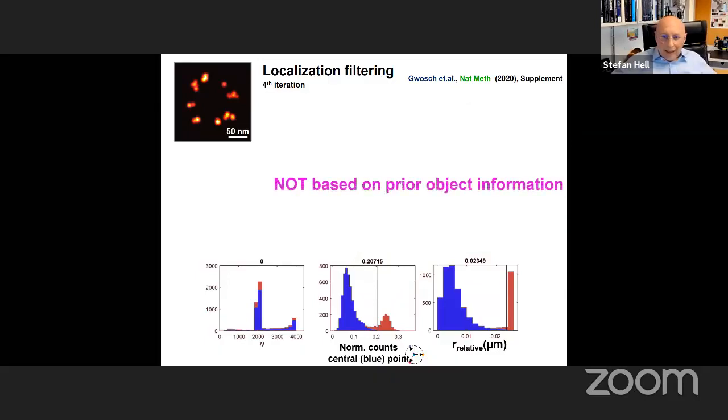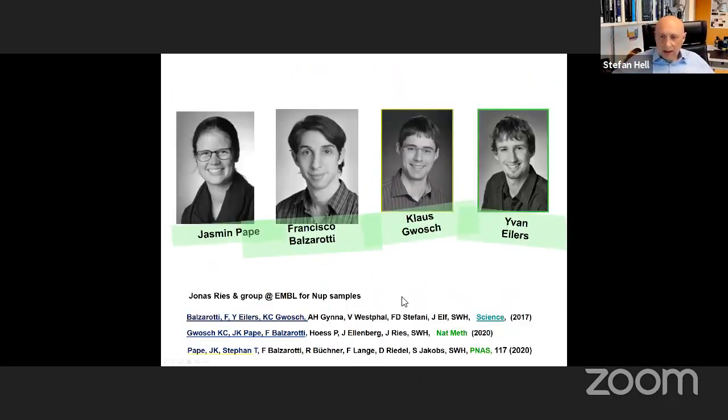Okay, so again, there is no information whatsoever based on prior object information in this piece of data. There is no information whatsoever that this is a nuclear pore. It's not that we want to see nuclear pores, we get nuclear pores. This is the way it was filtered, full stop.